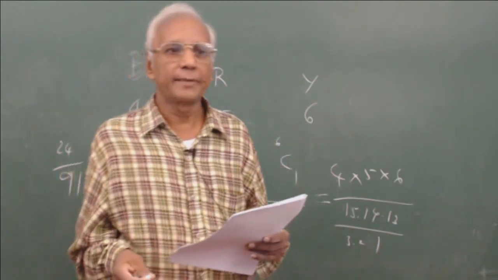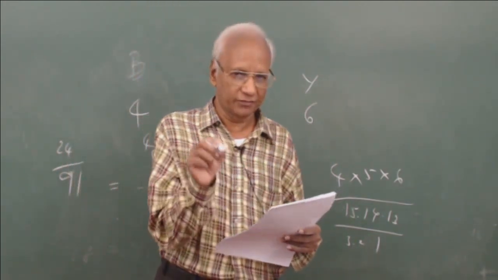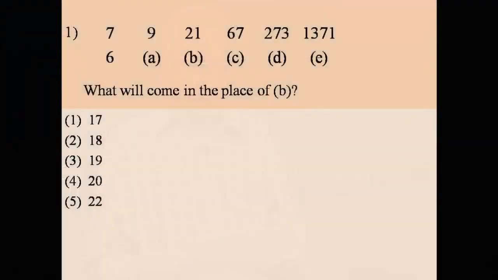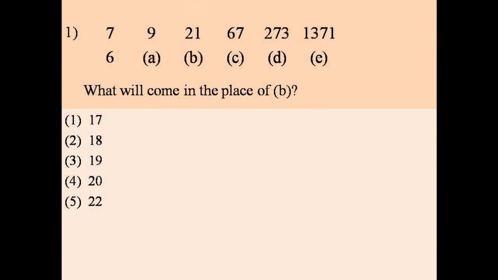In dual series, there is a series of course given. Here, as you can see, you can take up the first question itself. In the first question you find one row, 7, 9, 21, 67, 273, 1371 are given. Definitely you can see there is a series in this. You should try to find out how the series comes.